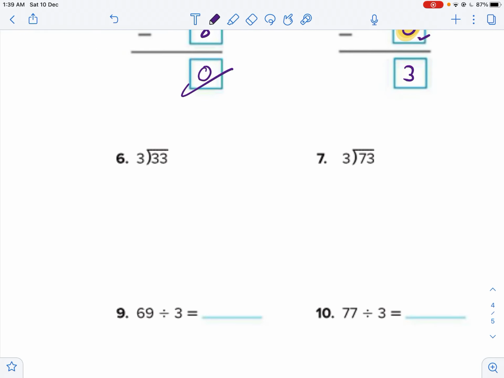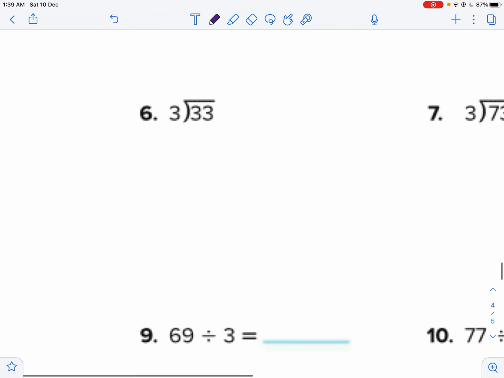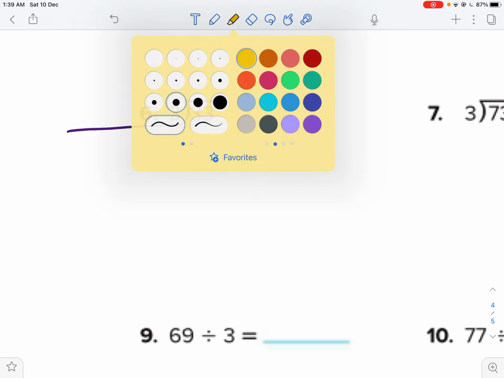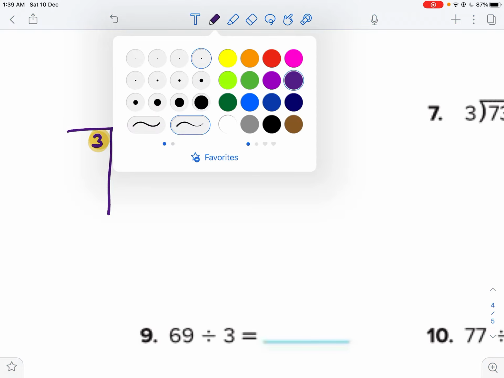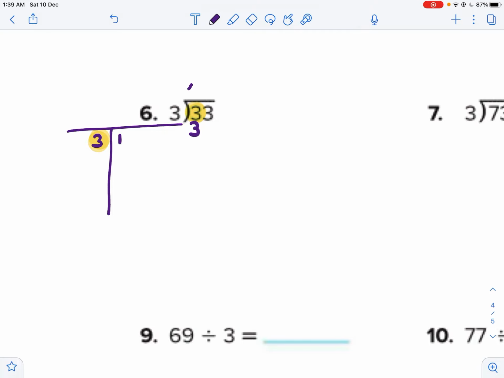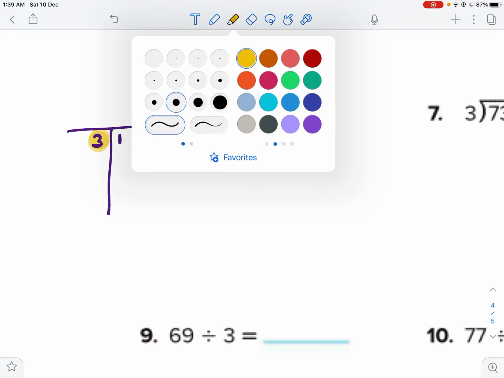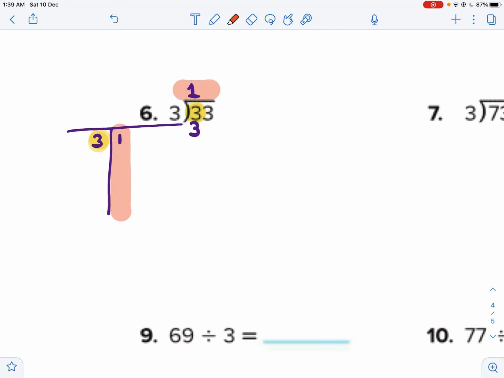Here we have some other problems. 33 divided by 3. We will take the first number, which is the 3. You will look for it in the times table of the number 3. Now we know that 1 times 3 is 3. So here you are, you found it. You will write it down here, and the hero that gave it to you is the 1. You will write it up here. Here's the heroes, and we will write them up here. Now you subtract. 3 minus 3 is 0.